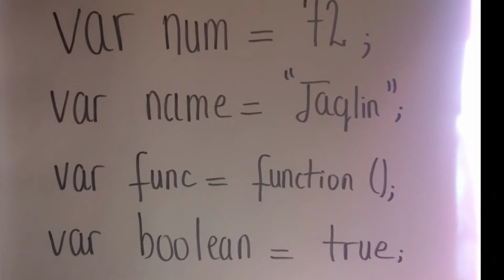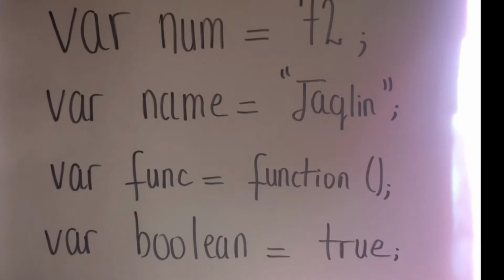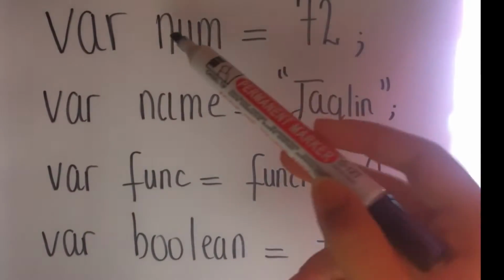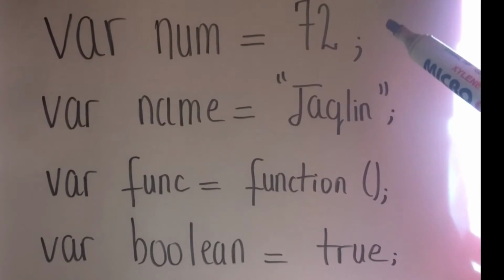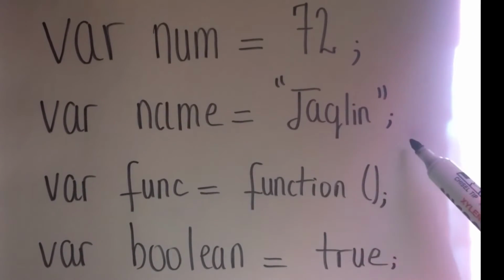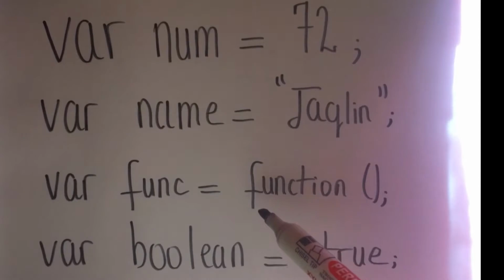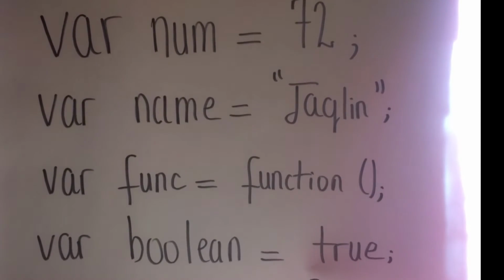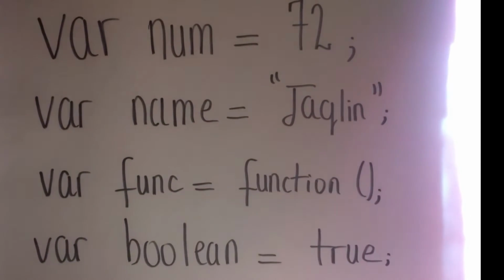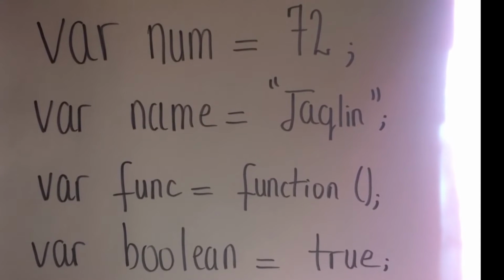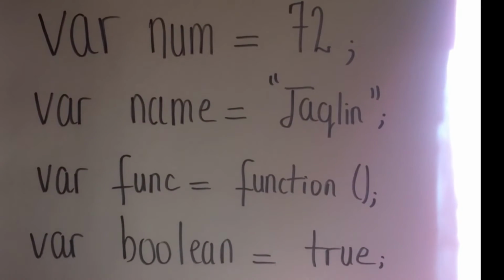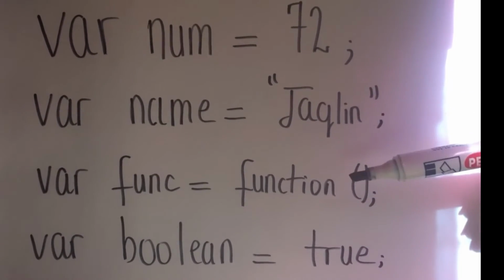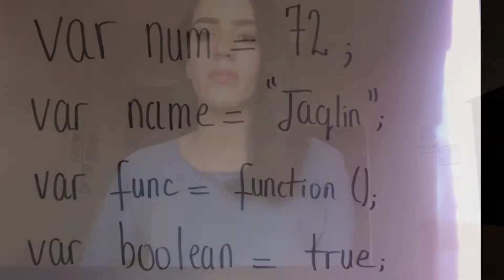So here, as you can see, we have 4 types of variables. The first one contains a numeric value. The second one is a string. The third one is a function. And the fourth one is a boolean. So this means in programming, variables contain not only numbers, but also strings, functions, and booleans.